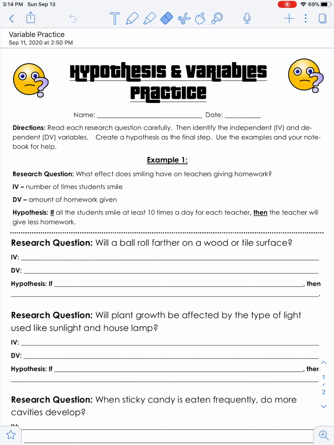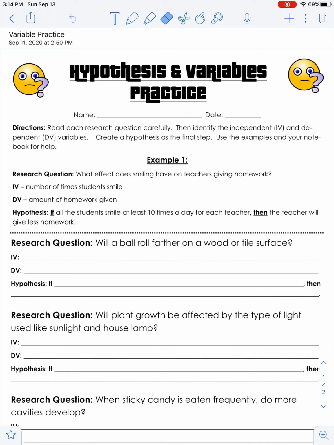So the research question was, what effect does smiling have on teachers giving homework? So the thing we are purposely changing, the independent variable, would be the number of times students smile. And the dependent variable, what we're going to measure then, is the amount of homework given. The hypothesis would be if all the students smile at least 10 times a day for the teacher, then the teacher will give less homework.